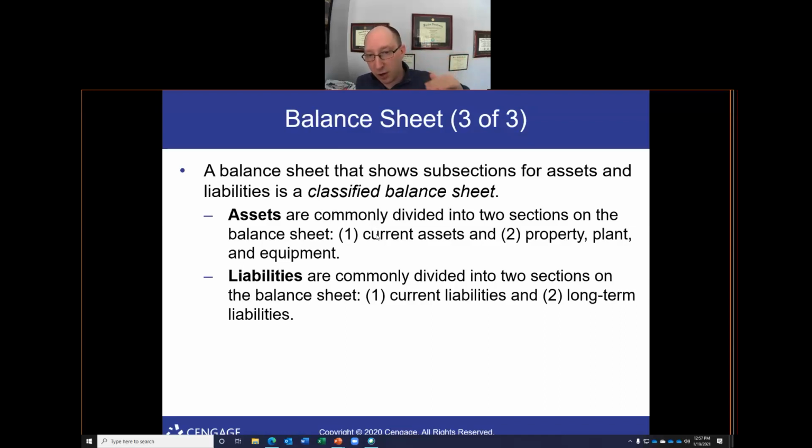In assets, you'll have current assets, and then you'll have fixed assets, property, plant, and equipment. In liabilities, again, two sections. Current liabilities and then long-term liabilities. Current liabilities, those are liabilities owed within 12 months, 12 months or less. Long-term liabilities is anything greater than 12 months that is owed. An example of that would be a bank loan, or a mortgage, or an automobile loan. Anything longer than 12 months.